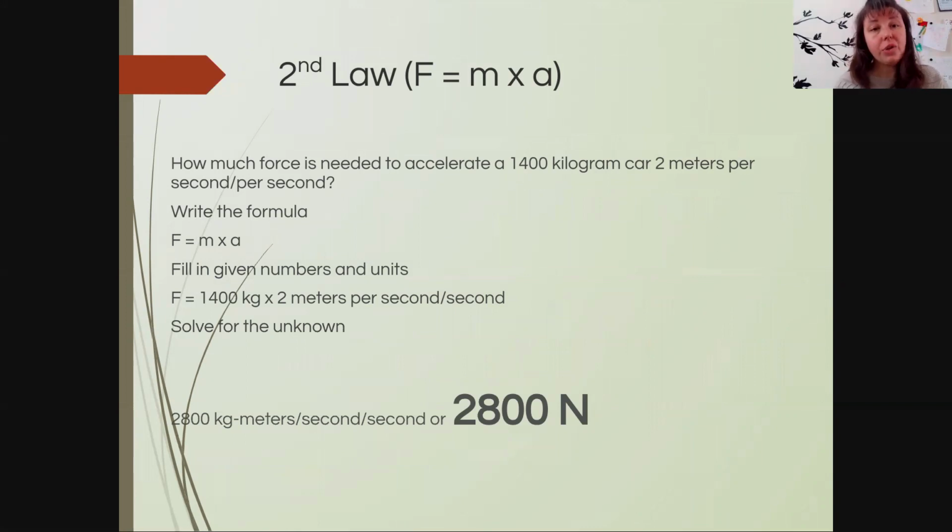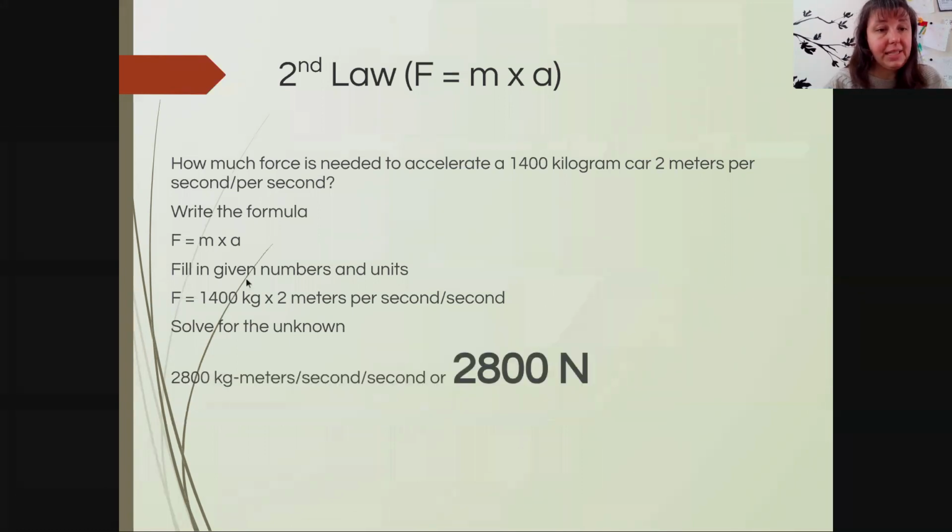So how much force is needed to accelerate a 1,400 kilogram car 2 meters per second squared? To do that, I'm going to use my formula, and I can fill in the pieces. I have my mass. I'm going to fill in my acceleration, and then I multiply my mass times my acceleration. The units of kilograms times meters per second squared will become the unit Newton.